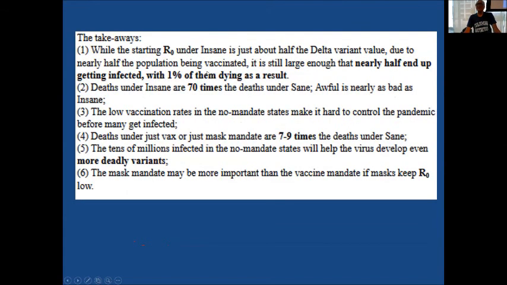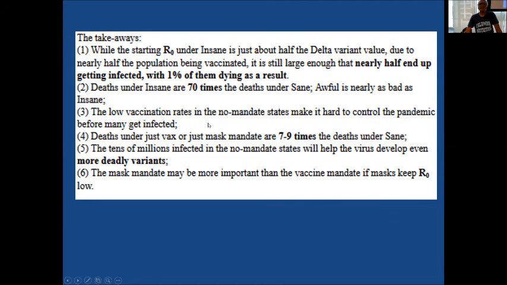And so the takeaway message from our model: the starting R naught under insane is just about half the Delta variant value due to nearly half the population being vaccinated, right? 2.75, 1.4 something. It's still large enough that nearly half the population end up getting infected. And 1% of that half population die as a result. So deaths under insane are 70 times the deaths under sane.